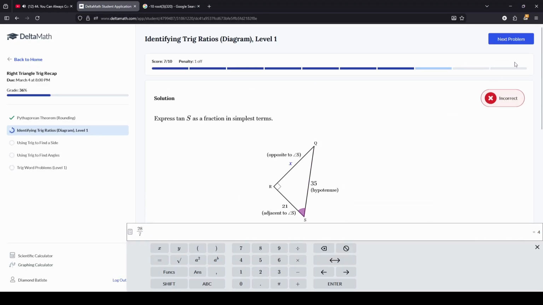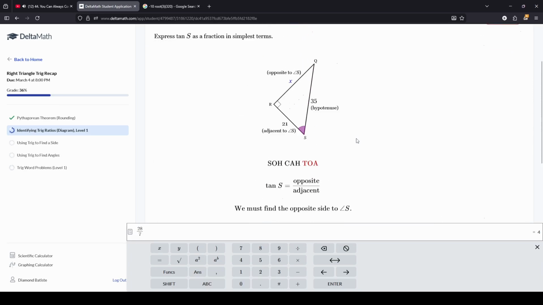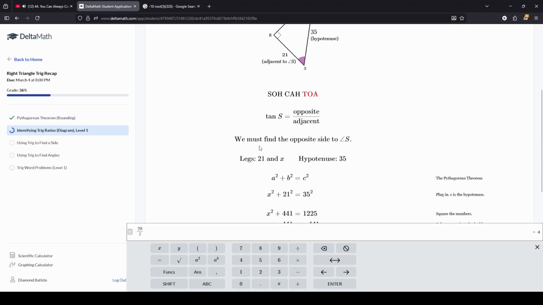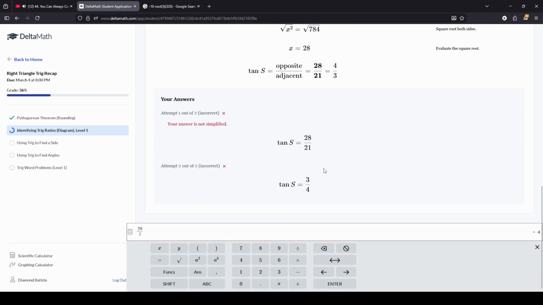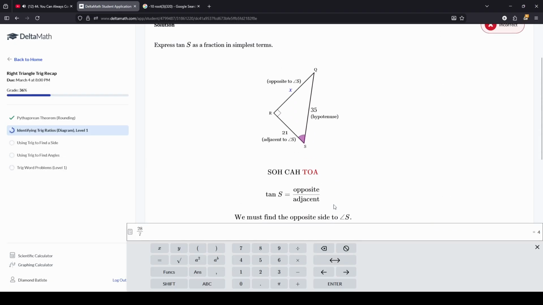Well, I can see how I got that wrong. Wait a minute. Did I put the T at the left? And T goes bottom. That's what I put in my notes. But that's not it. Huh.